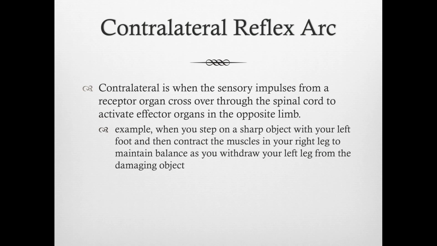Now, a contralateral reflex arc is exactly the opposite thing, right? So we expect that the receptor organ is going to be on one side of the spinal cord, that is one side of the body, and the effector organ is going to be on the opposite side of the body. So the best example is, and this is one I know all too well, unfortunately, the idea that let's say you step on a nail with your left foot, right?